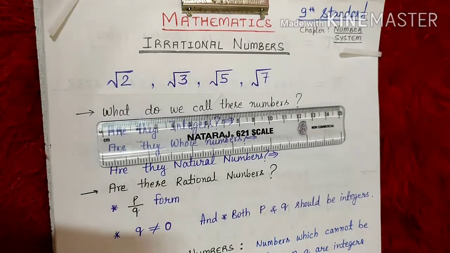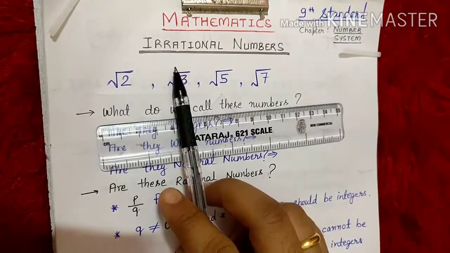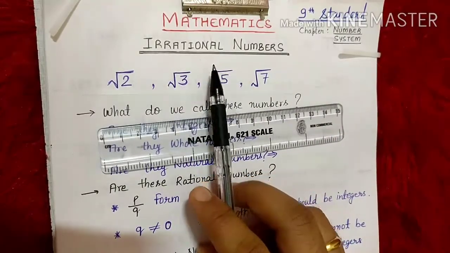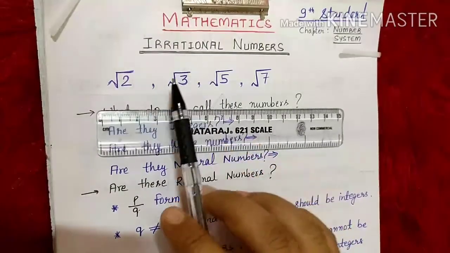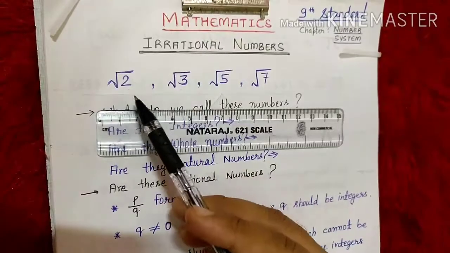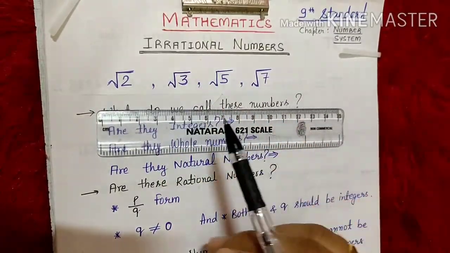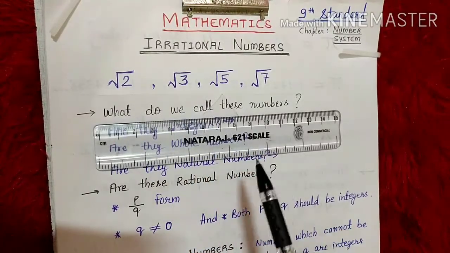So my dear students, we are doing chapter number system, under which we are going to learn about irrational numbers. Before going to the definition of irrational numbers, just look at these numbers: root 2, root 3, root 5 and root 7. Or you can say under root 2, under root 3, under root 5, under root 7. What do we call these numbers? Just tell me, what do we call these numbers?